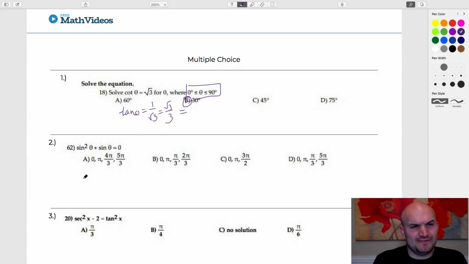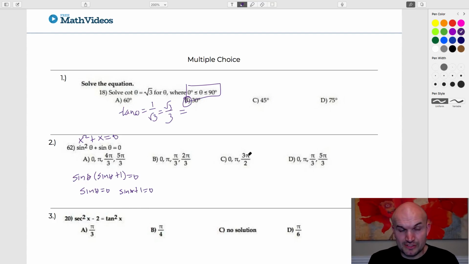Here looks like we're going to have to factor out. We have two terms, so think of this as like a quadratic, like x squared plus x equals 0, right? So factor out the common term, which is a sine of theta. And you're going to be left with sine of theta times sine of theta plus 1 equals 0. So we have sine of theta equals 0 and sine of theta plus 1 equals 0. So when does sine of theta equal 0? Well, on the unit circle, sine, which is the y-coordinate, is equal to 0 at 0 and pi, right? And again, I didn't write in the restrictions, but you can see all these problems are covered there.